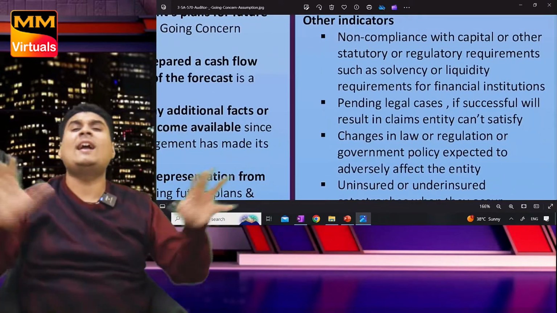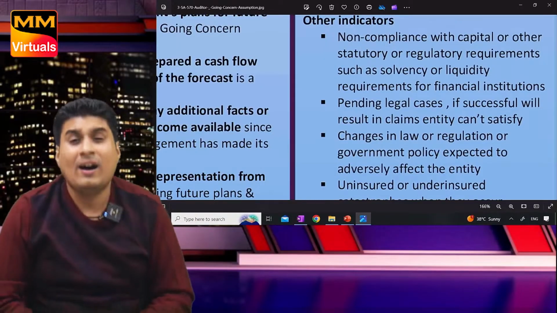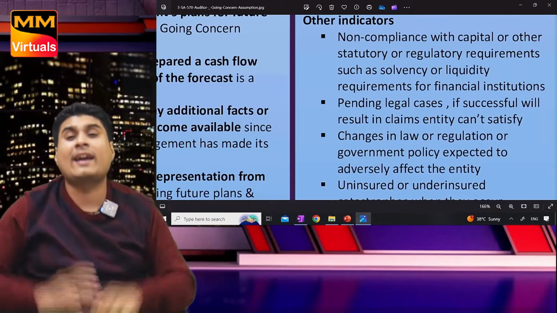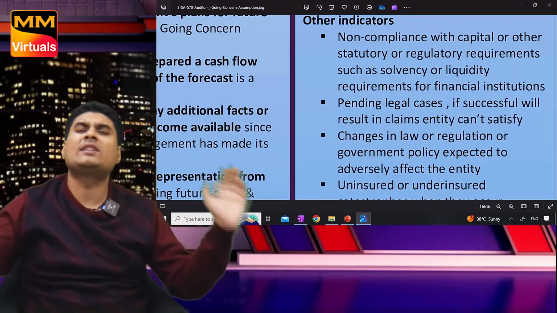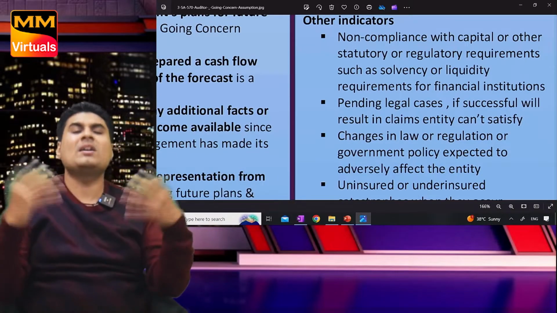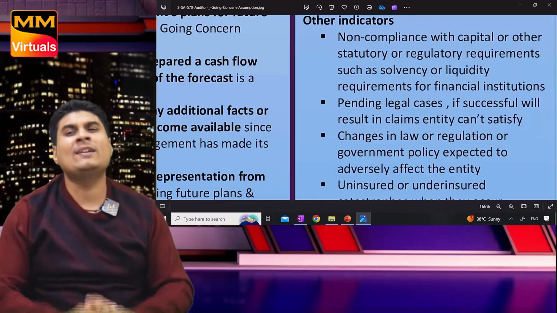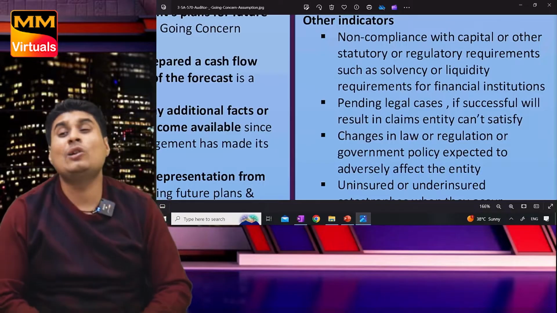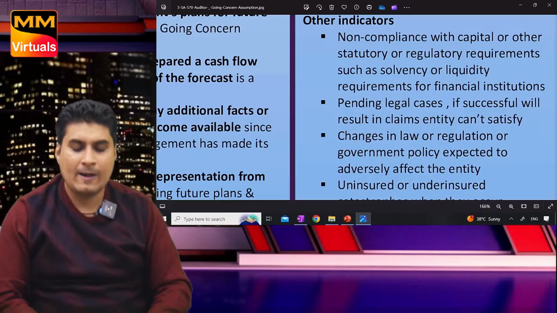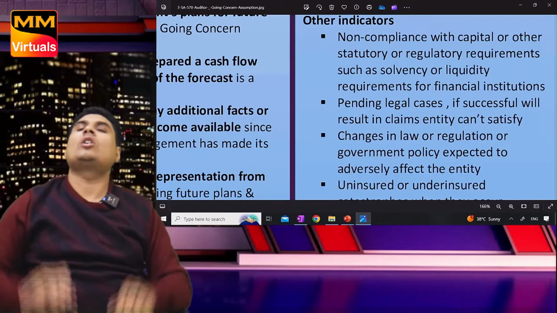So tell me, what are other indicators? Non-compliance with capital adequacy, other ratios. Uninsured, underinsured catastrophe. Pending legal cases. Changes in government laws, rules, regulations. Simple. Okay. A lot of pending legal cases; if they happen, the company will close down. Changes in law, regulation or government policy. Uninsured or underinsured catastrophe.